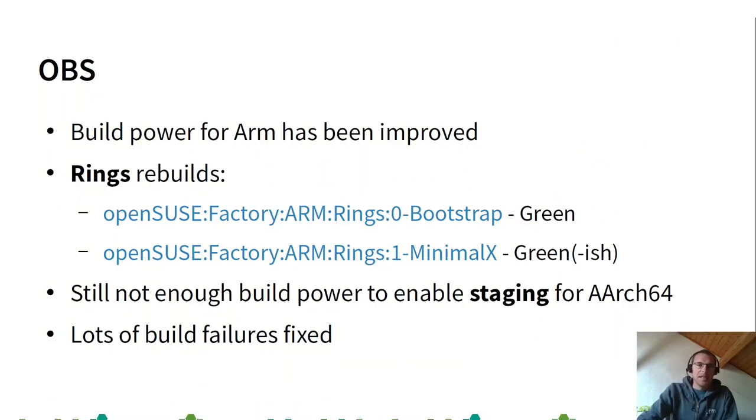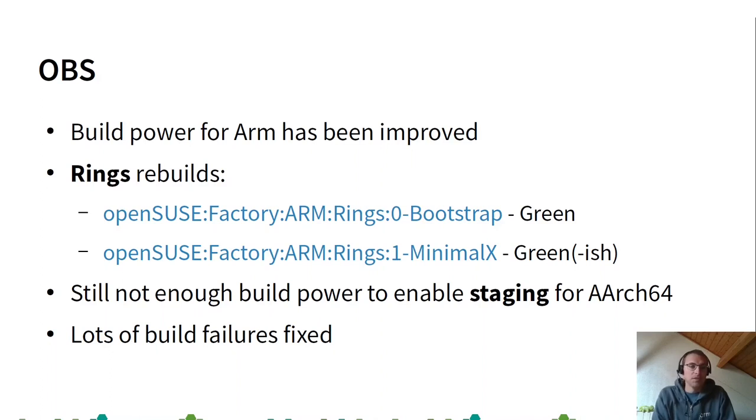On the Open Build Service side, the build power for ARM has been improved, which is great. We have much quicker builds now. We also have rings rebuilds. So we have two parts. The smaller part is Ring 0 with only the bootstrap packages, which is always green. And Ring 1 minimal X is mostly green, and sometimes we have some build failures and we need to fix them as soon as possible.